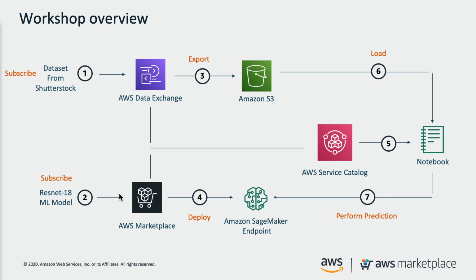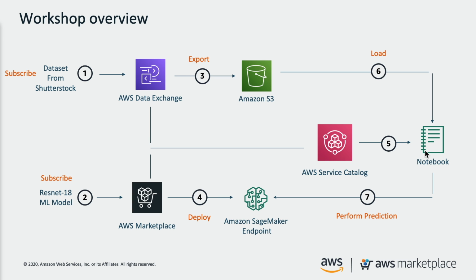Then, you executed a CloudFormation template to set up an AWS Service Catalog portfolio containing various products. And then, you launched or provisioned an application product, which was a special product. It was a chained product which internally first exported the data of the dataset you had subscribed to into an S3 bucket. Then it deployed the machine learning model that you subscribed to in the form of an Amazon SageMaker endpoint. And the product also created a notebook instance for you.